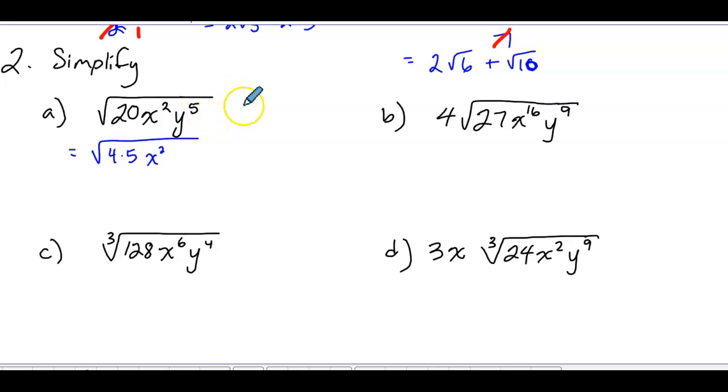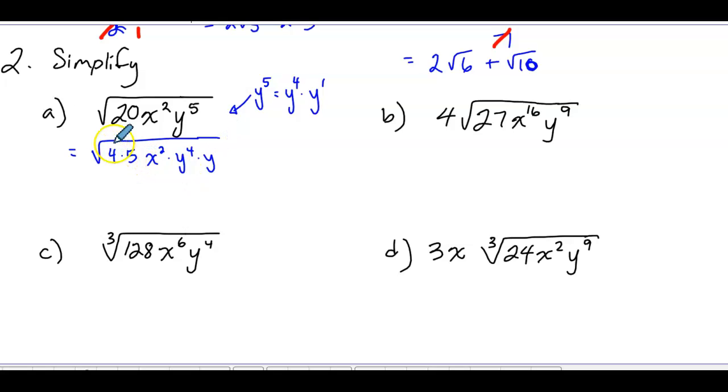So then I have to think about how can I express y to the 5th as a product of exponents on y that multiply to y to the 5th, where one of them's the biggest perfect square. So perfect squares are even exponents. So really, you look at the next lower even number. So that's 1 less than 5. And then this will be a 1. So now when I show this, it'll be y to the 4th times y.